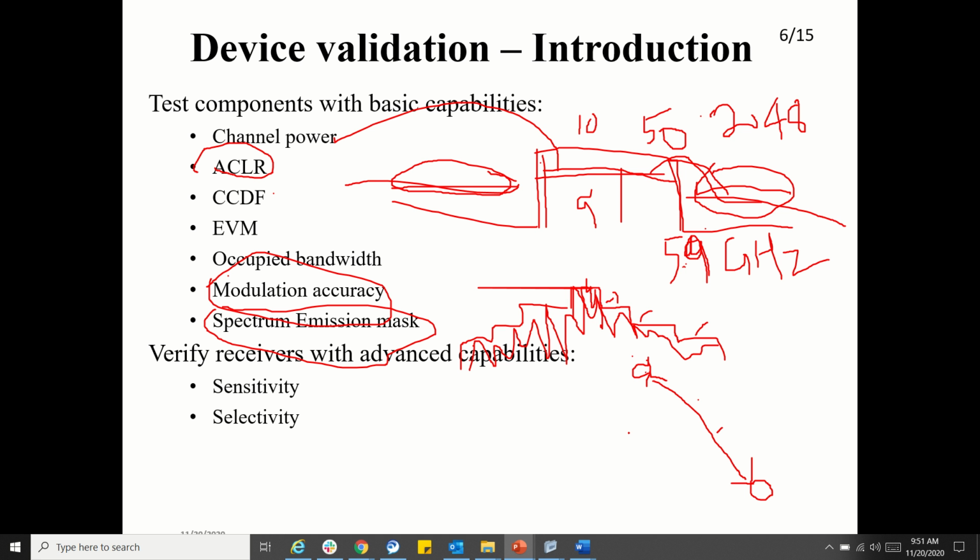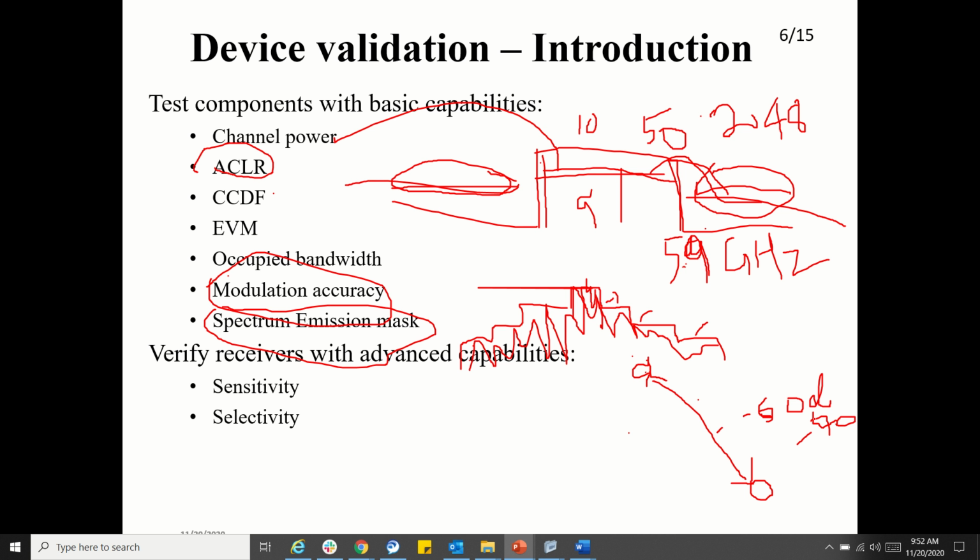Then your receiver will not be able to distinguish the signal. For example, your sensitivity is minus 60 dB, the sensitivity of the device that is accepted, and the noise floor is minus 70 dB. Then you will not be able to distinguish your signal properly.